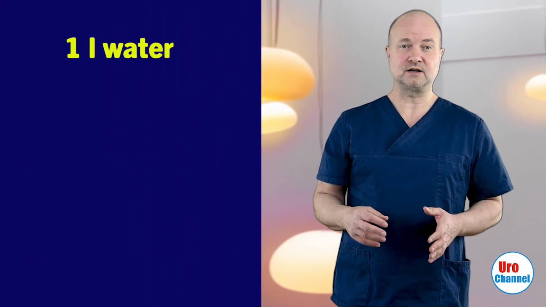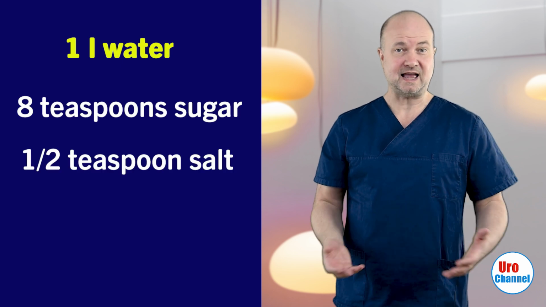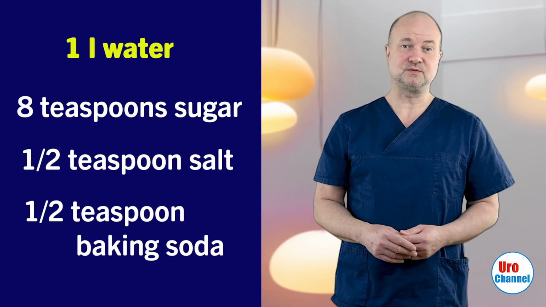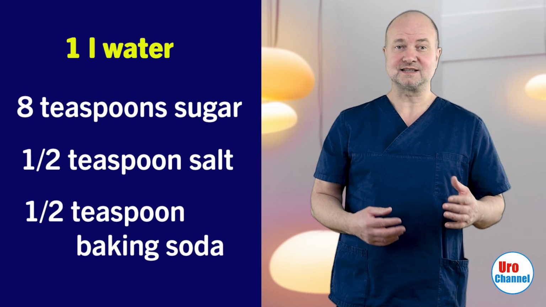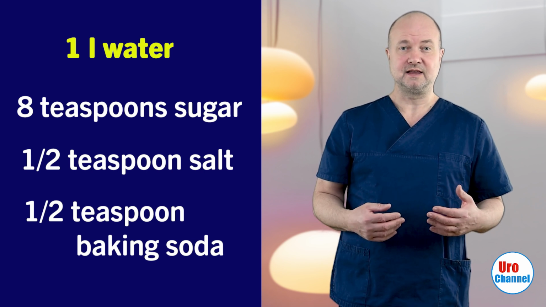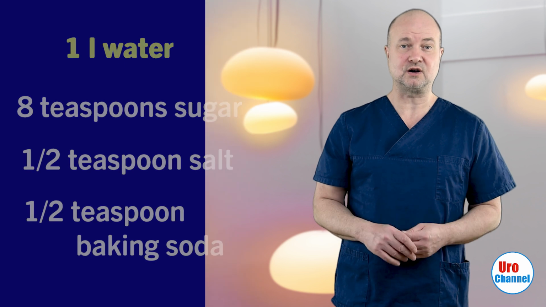Then there is need for fluid supplementation. Most likely, you will neither have the equipment nor the training to establish a venous access. Drinking is the next best thing. Mix 1 liter of water with 8 teaspoons of sugar, add half a teaspoon of salt and half a teaspoon of baking soda. That makes a slightly hypertonic solution that will replace the loss of fluid and salt.